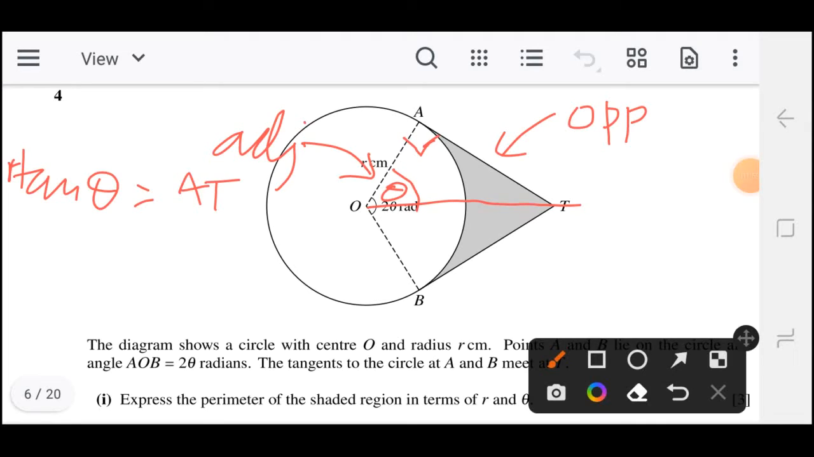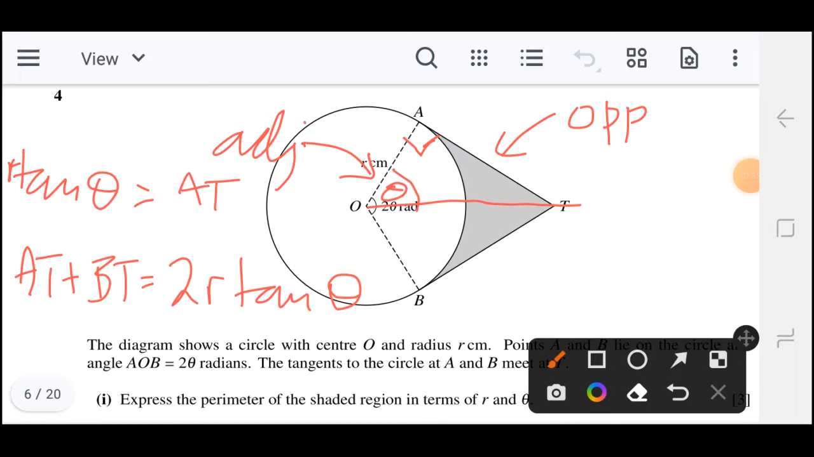And we have two distances equal to AT. There is AT and there is BT. Each one of them is equal to R tan theta. So the distance AT plus BT becomes 2R tan theta.